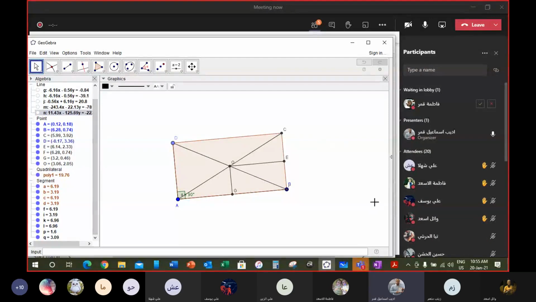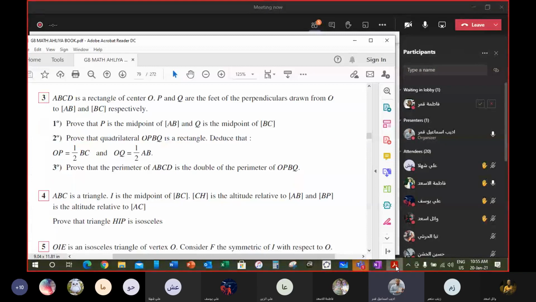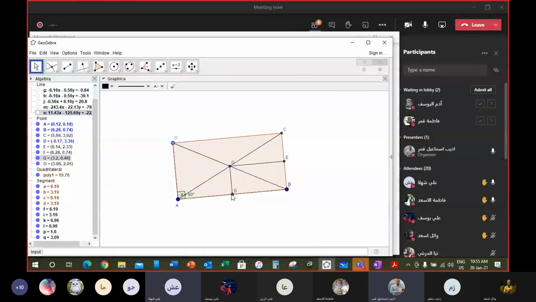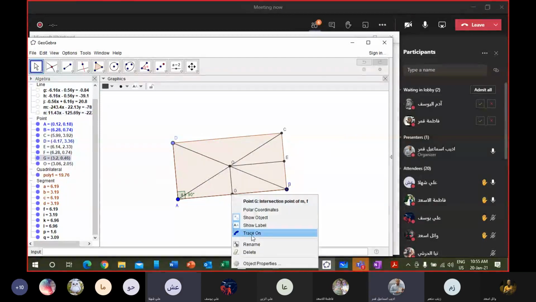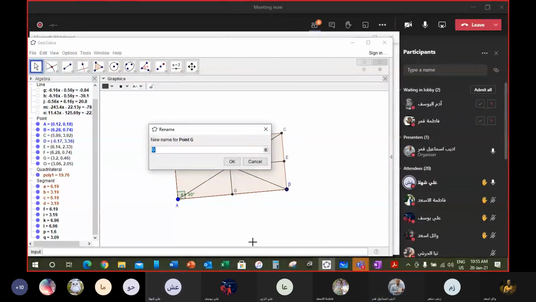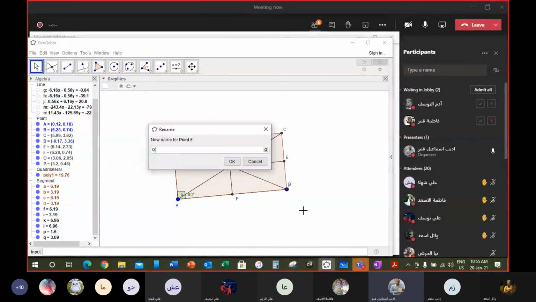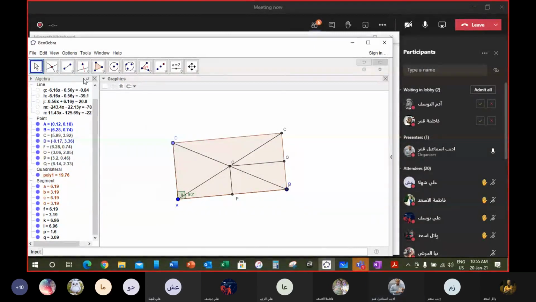Okay, so شو هن ال orthogonal projections P and Q. P على ال AB, فإذا this is P. والكيو على البي سي. This is point P. And this is point Q. Okay, this is the figure.